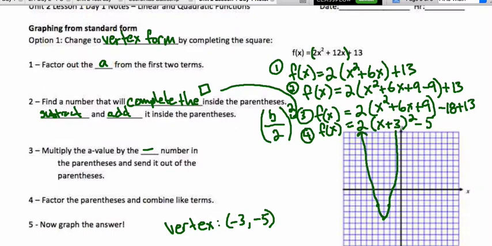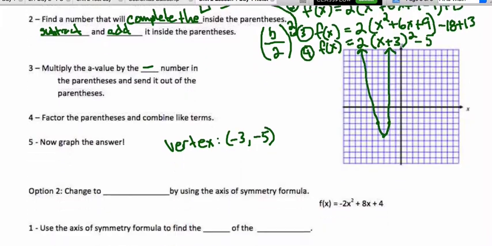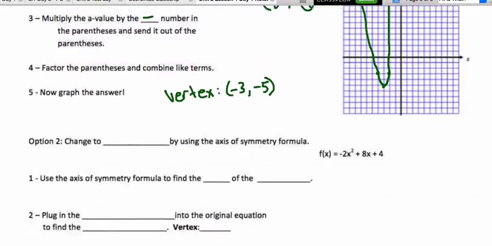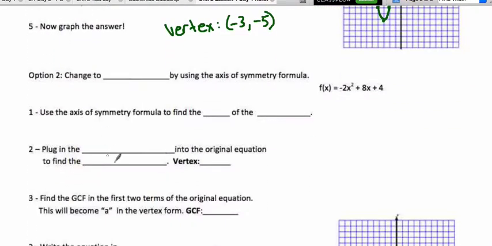It's incredibly hard for me to draw on this tablet. Okay, there we did it. We graphed it by hand. So option number 2. Option number 2, we're still going to change it to vertex form, but we're just going to use a different method by using the axis of symmetry formula. So use the axis of symmetry formula to find the x of the vertex.